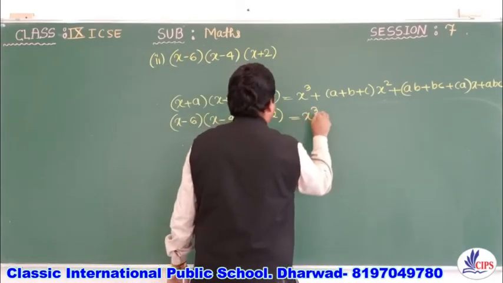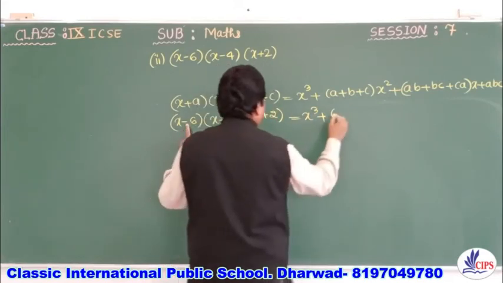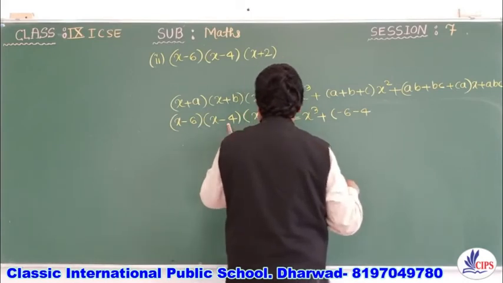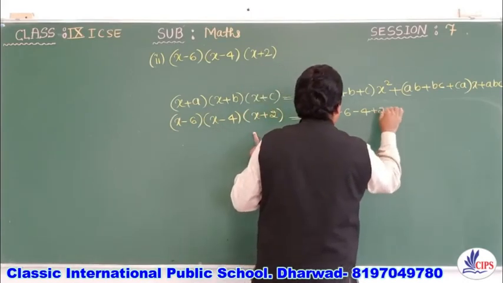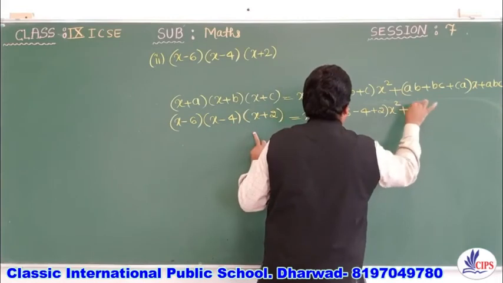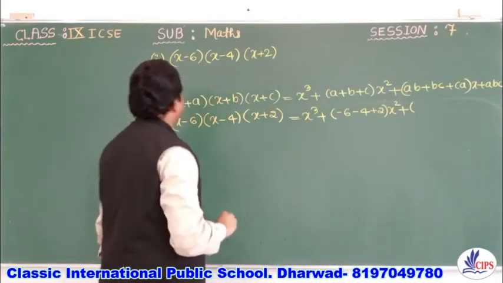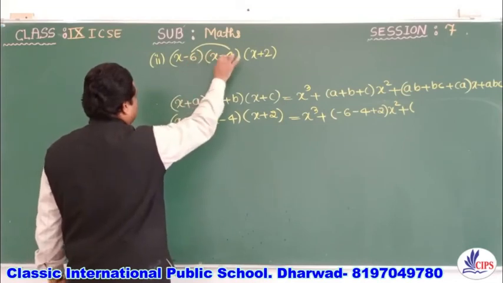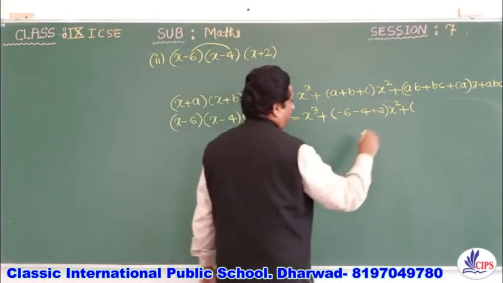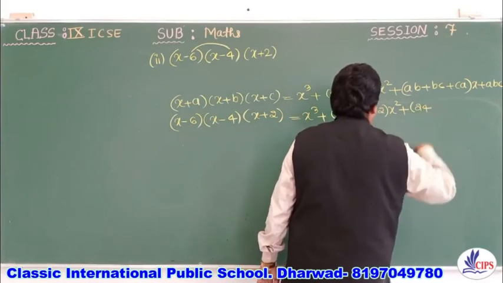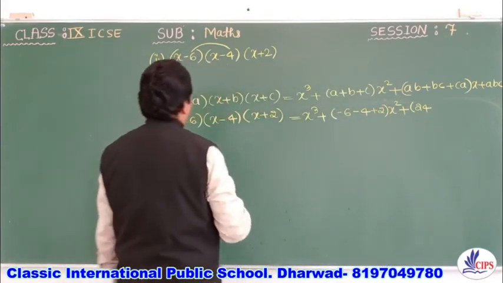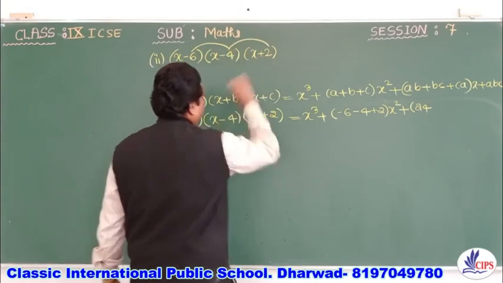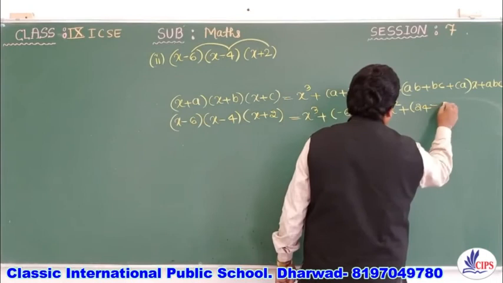Write x cube as it is. Plus a is minus 6, b is minus 4, c is plus 2, into x square plus. What is AB? AB means minus 6 into minus 4. Minus into minus is plus. 6 4s are 24, it is plus 24. Then BC: minus 4 into minus 2. Minus into plus is minus. 4 2s are 8, minus 8.